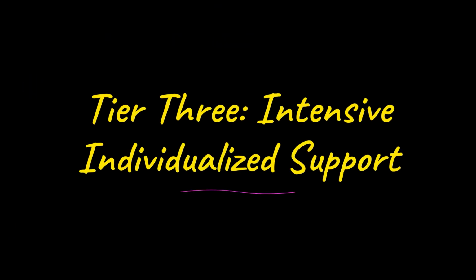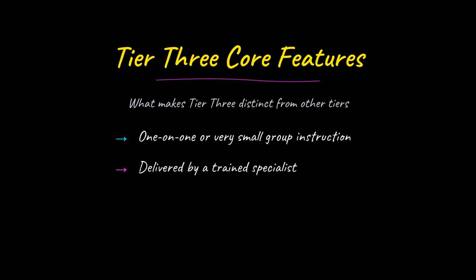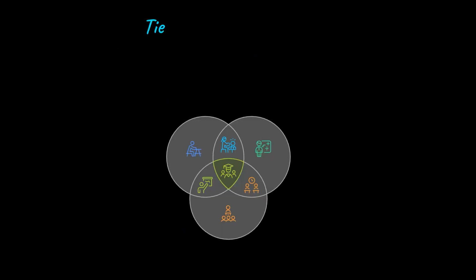Tier 3 is the most intensive layer of a multi-tiered support framework, designed for students whose challenges persist even after universal and targeted interventions. It is defined by its depth, not by a placement or label. 4 features define Tier 3. Instruction happens one-on-one or in very small groups. It is led by a trained specialist. It is guided by an individualized support plan with specific goals. And progress is monitored at least weekly so the team can adjust quickly.